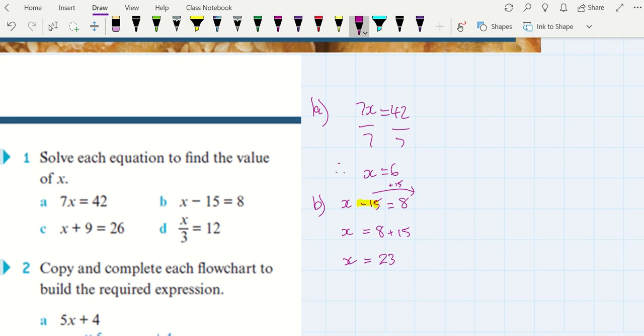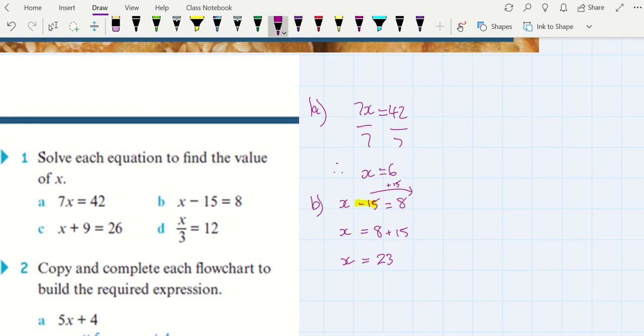Okay, C, x plus 9 equals 26. So remember, we just want to do the inverse of that. So the opposite of plus 9 is minus 9. So x equals 26 minus 9. Okay, 26 minus 10 is 16, so that makes that 17.